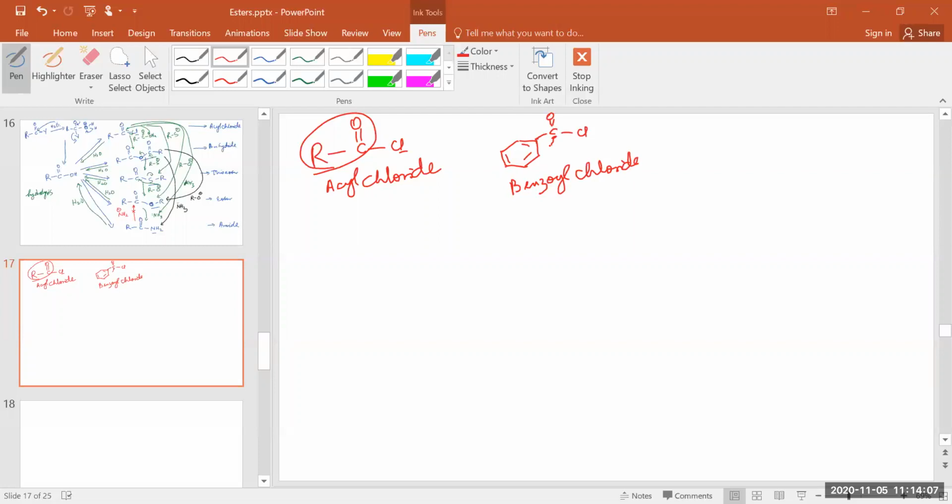And if it is cyclic but not aromatic, then we just say carbonyl chloride. So this will be called cyclopentane carbonyl chloride.